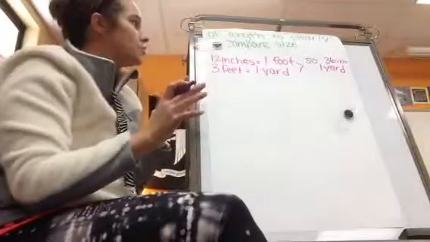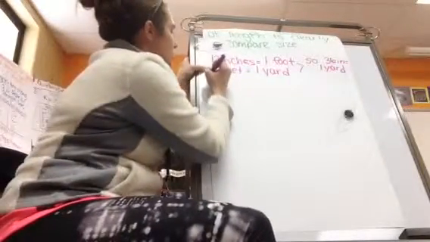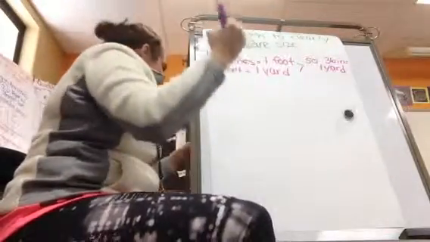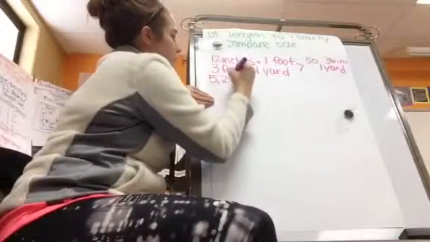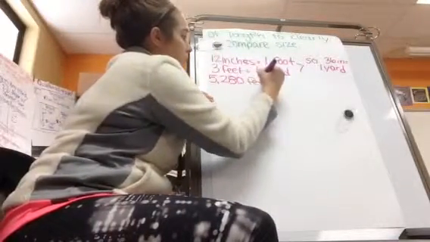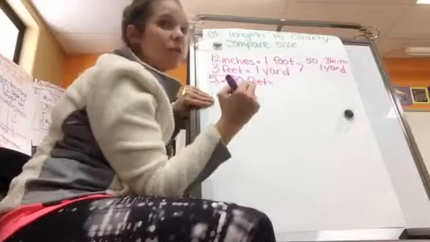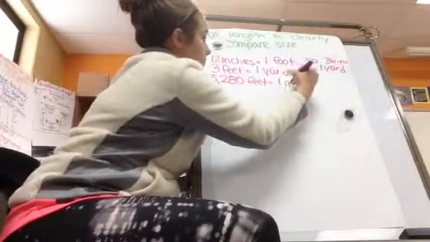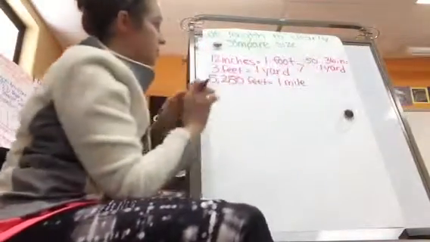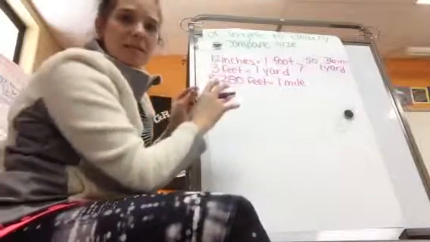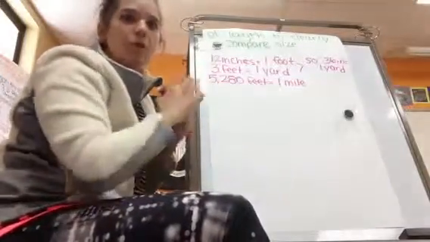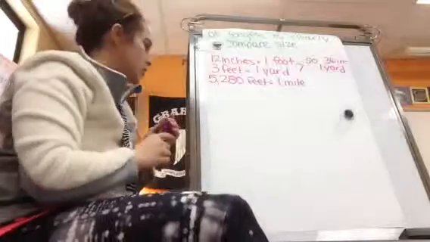So now let's do one more. There are 5,280 feet in 1 mile. That's a lot of feet. These are the most basic lengths and conversions that we're going to look at. This is basically all you'll need to know.